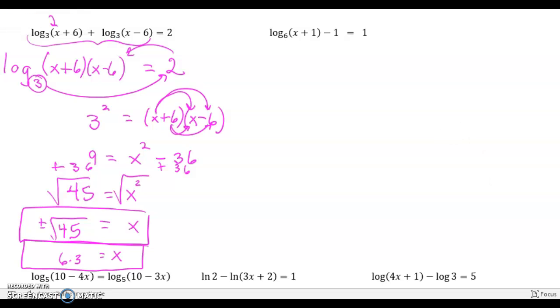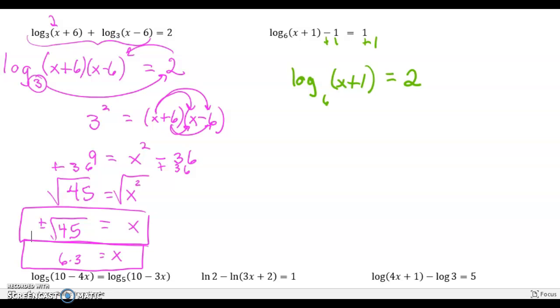All right, before this gets too long, these are kind of all repeat of the same. Oh, let's do this next one. I want to show you what we would do first. We would add 1 to both sides. That's just, you know, add 1, add 1. So now we have log base 6 of x plus 1 is equal to 2.